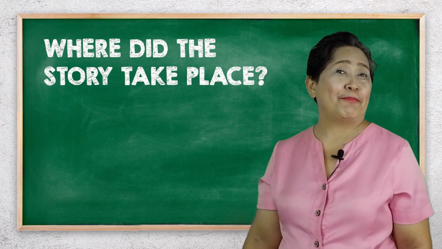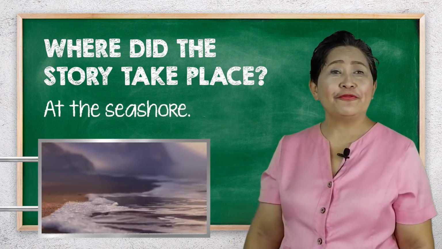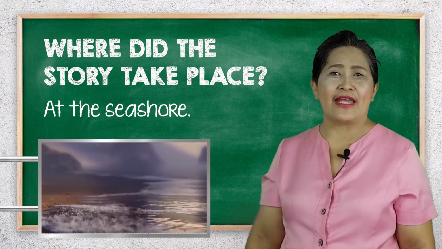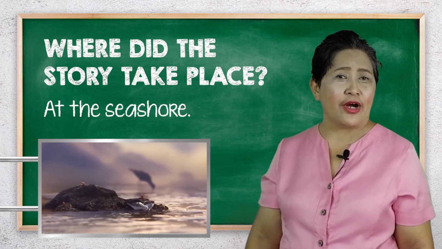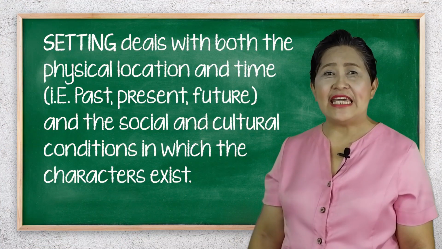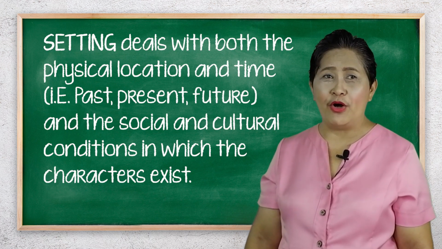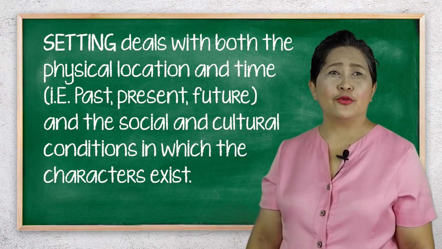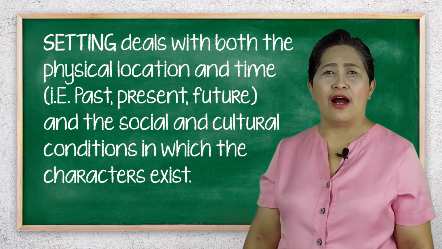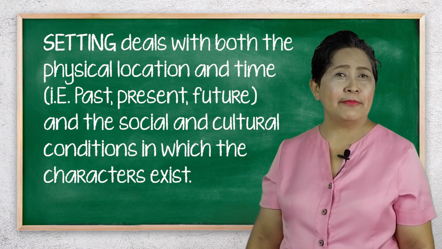Where did the story take place? You're correct! In the short film Piper, the movie is set at the seashore, giving us the idea that the character's struggle would involve water. Again, setting deals with both the physical location and time, for example past, present, and future, and the social and cultural conditions in which the characters exist. Let's find out the next basic element of a story.